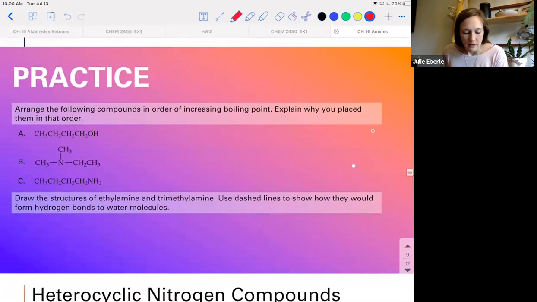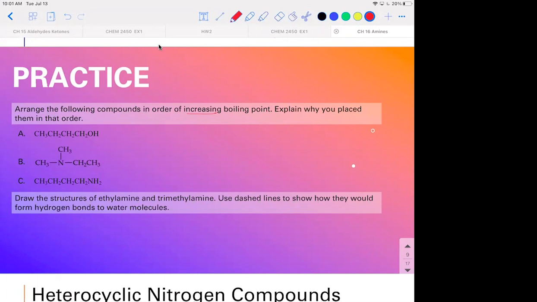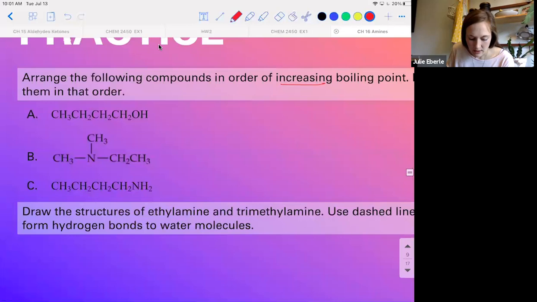Okay. Let's look at these 3 examples. Arrange the following compounds in order of increasing boiling point. Explain why you place them in that order. So A, B, and C. Did I have a poll question for this? I don't think I did. What do y'all think? It says increasing boiling point, so which one would have the lowest boiling point? A, B, or C? B. Robin says B. Anybody agree or disagree?